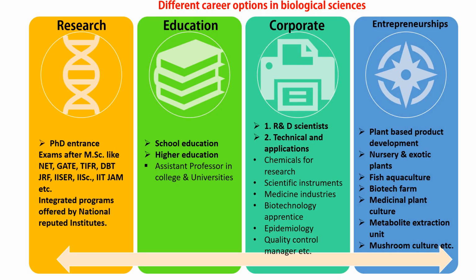Now if you ask what the different career options in biological sciences are, then I have classified these career options into 4 different types. Number 1 is research, number 2 education, number 3 corporate, and number 4 entrepreneurship. I will discuss all these 4 step by step, one after another.